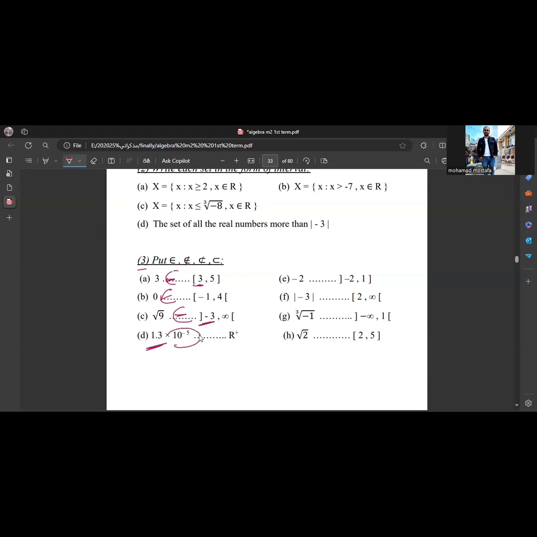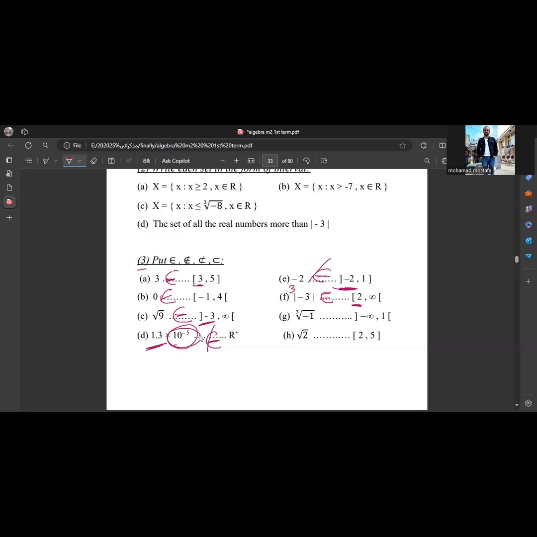1.3 times 10 to the power -5. Is this a positive number? It's not positive, so it doesn't belong. -2 to here, -2 and 1, but I have here -2 opened, so it doesn't belong. The absolute value of 3. After 2, I have 2 closed, and then after 2, 3, 4, to infinity. So it belongs because this number is 3, not -3.